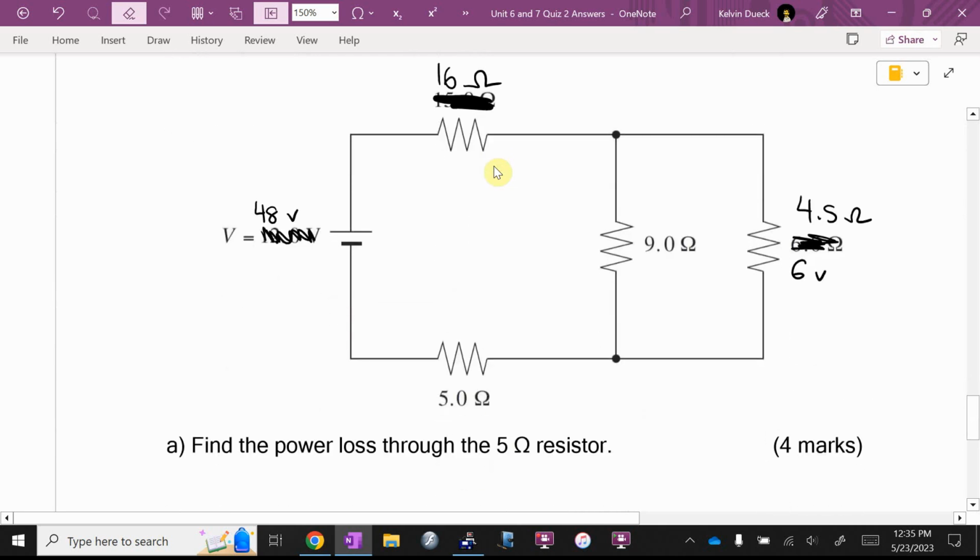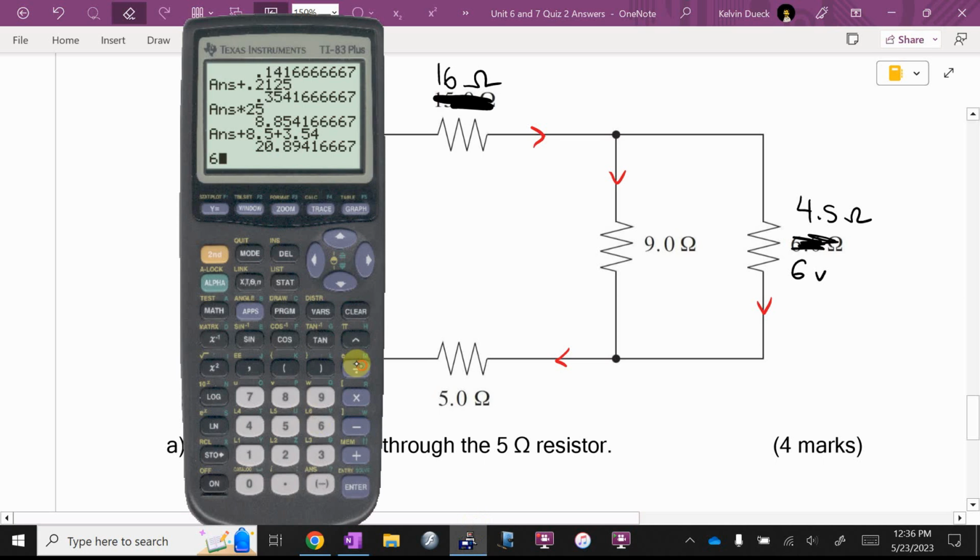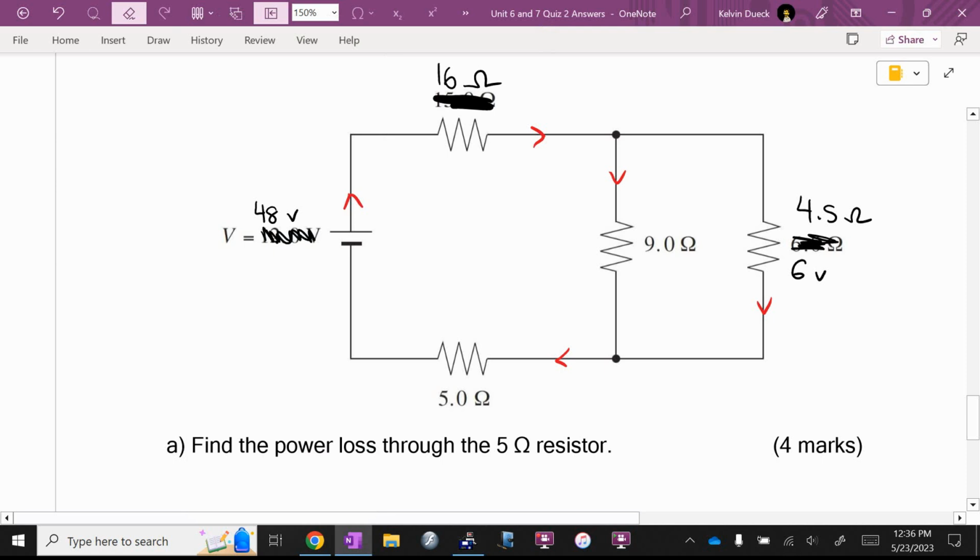Oh, I know 2 things. This one's going to fall apart too. It says find the power loss. First, I'm going to label downhill. I'm definitely starting here because I know 2 things. So what else do I know here? Current. I can go 6 divided by 4.5, and I get 1.333 amps. I equals 1.3333 amps.